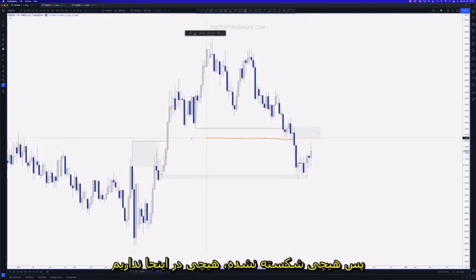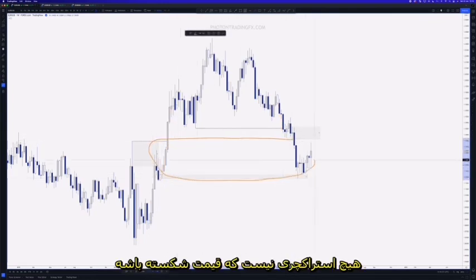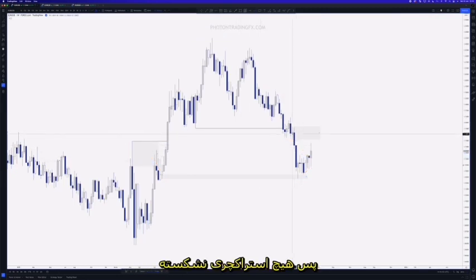There's nothing here. There's no structure within here, essentially, that price has broken, okay? So it's not a flip. It didn't break any structure. So it's not a structural zone. Is it a flip zone? Has it taken out any demand?